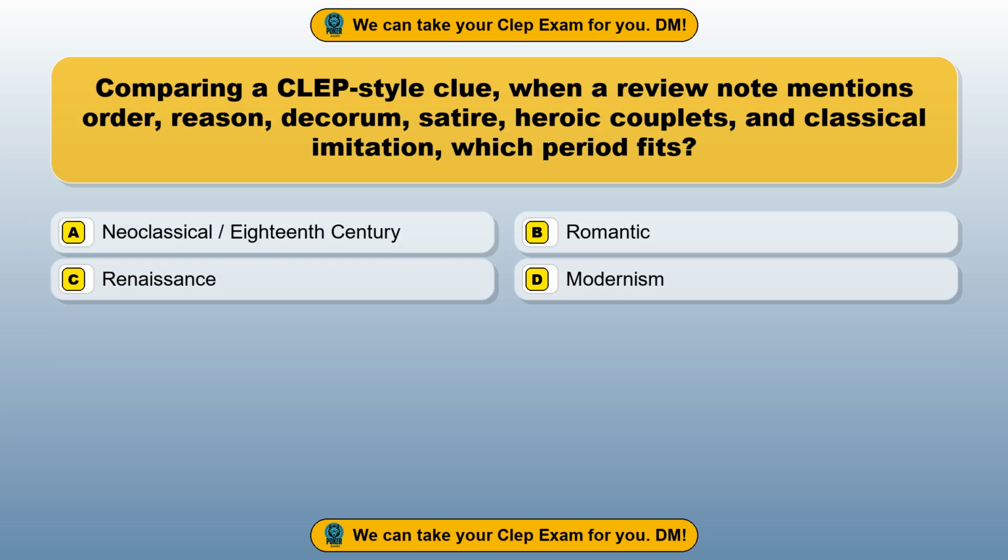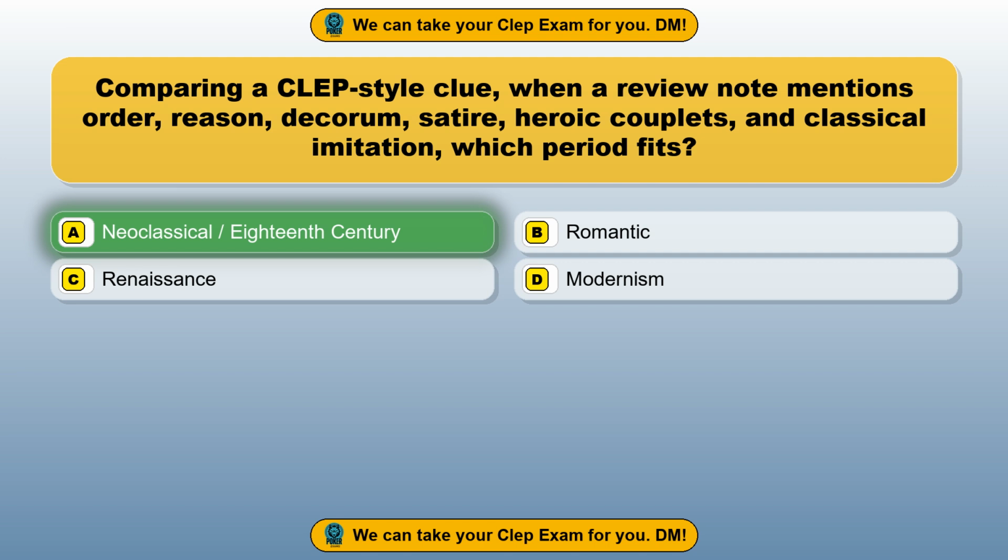Question 35. Comparing a CLEP-style clue when a review note mentions order, reason, decorum, satire, heroic couplets, and classical imitation, which period fits? Option A, neoclassical/18th century. Option B, romantic. Option C, Renaissance. Option D, modernism. The correct answer is option A, neoclassical/18th century.